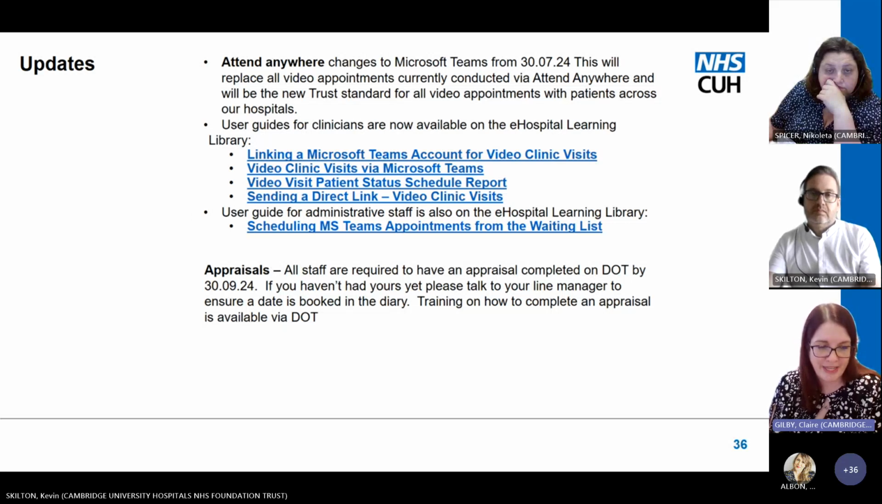The DOT process for recording your appraisal, if you're a manager, is a little tricky, takes some clicking and getting used to. The objectives are slightly separate to the normal appraisal, so please persevere with it. And if you get stuck, your line manager will be able to help you. But please make sure they're all done by the end of September.